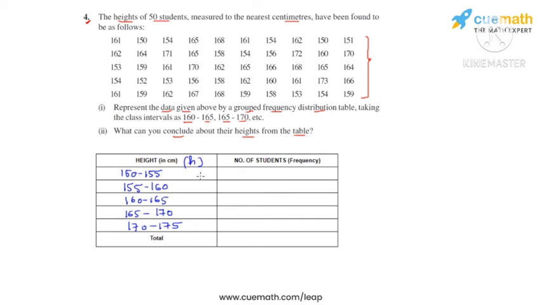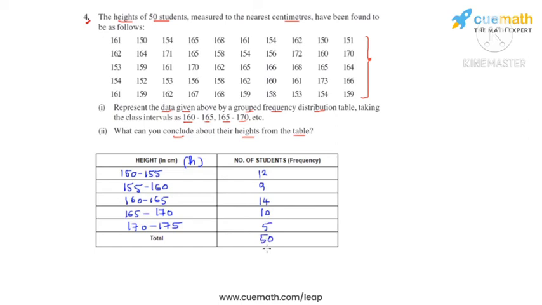In the first class, that is from 150 to 155 centimeters, we have 12 students. In the second class, 9 students. In the third class, 14 students. In the class interval 165 to 170, we have 10 students. And finally, in the last class, that is 170 to 175 centimeters, we have 5 students. If we add up, that is, do the sum of all the frequencies, we get a total of 50, which is the number of students that we have.